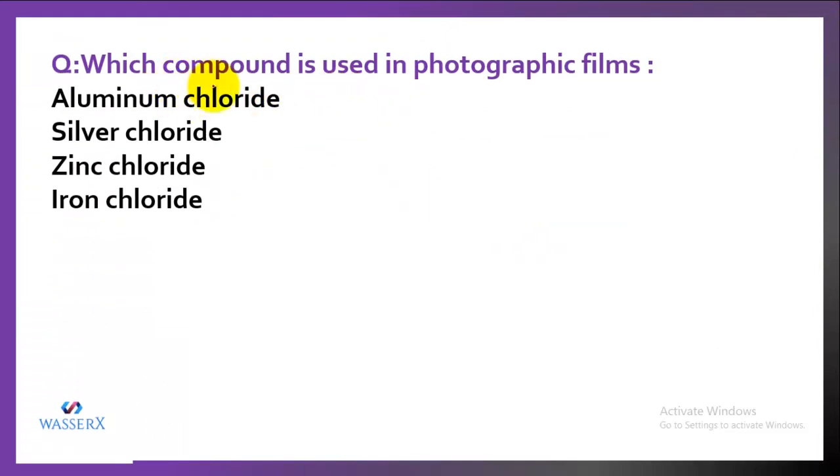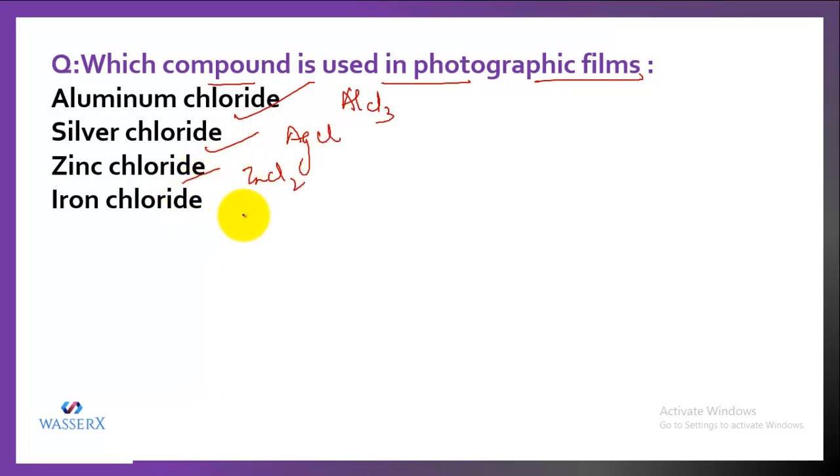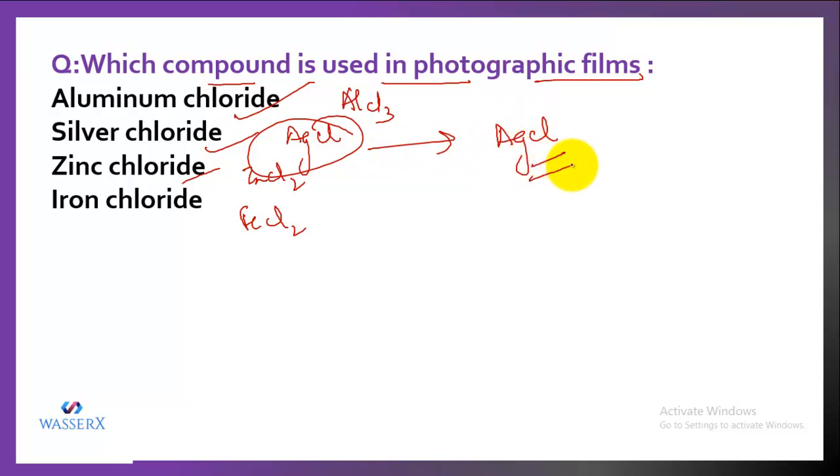Another question is, which compound is used in photographic films? Is it aluminium chloride, that is AlCl3, silver chloride, that is AgCl, zinc chloride, that is ZnCl2, or iron chloride? Out of these, silver chloride is the correct option because silver chloride is used in photographic films.